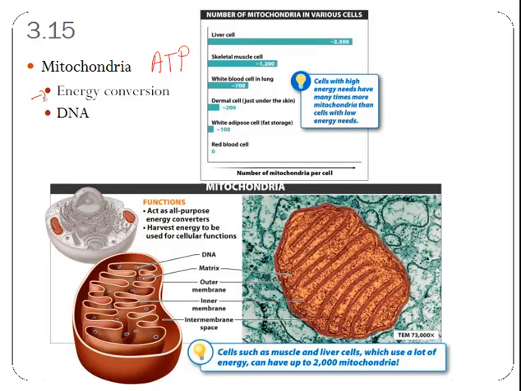And there's different numbers of mitochondria depending on the type of cell. So red blood cells have zero functioning mitochondria, all the way up to things like liver cells that have 2,500 functioning mitochondria per cell.